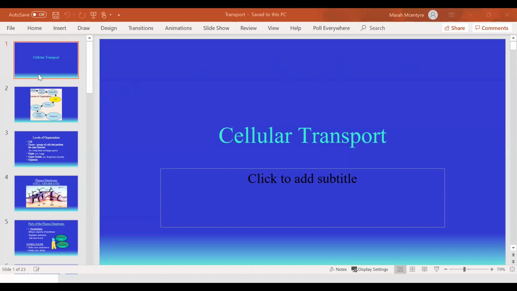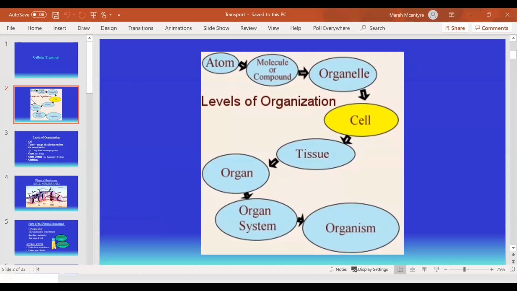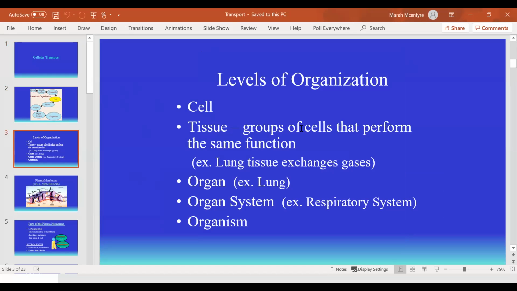All right, so cellular transport. We're going to start off with our levels of organization. So we start technically with atom, molecule, and then organelle, but we're really going to start with the cell for this class. And then the cell to the tissue, tissues to organs, organ to organ systems, and organ systems to organism. So here we have that, the same thing, just in words.